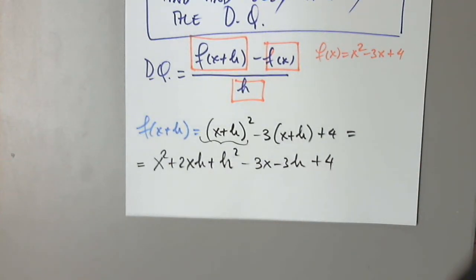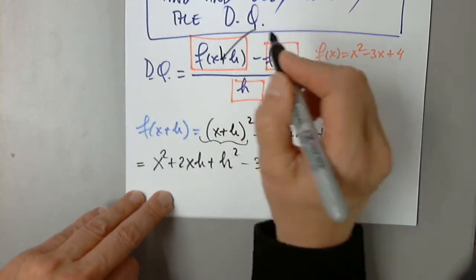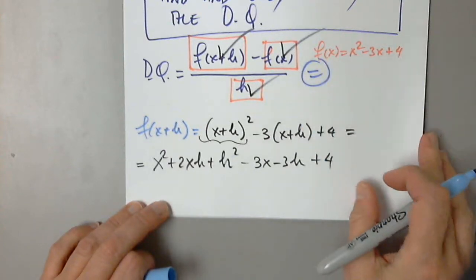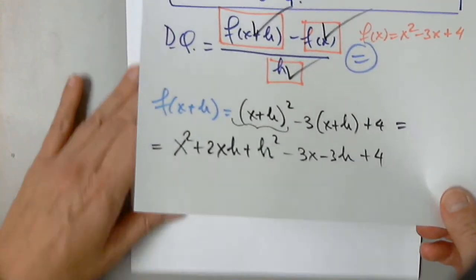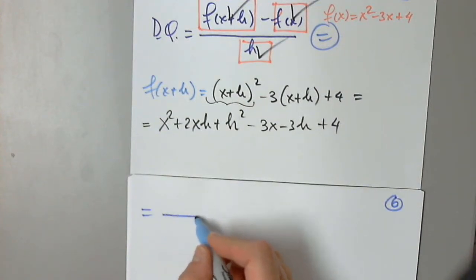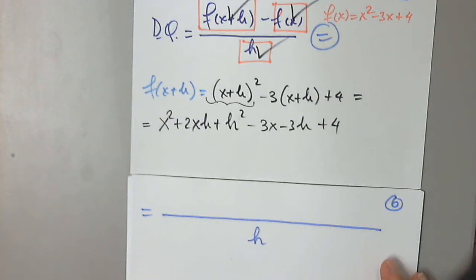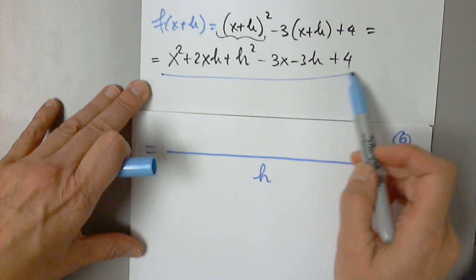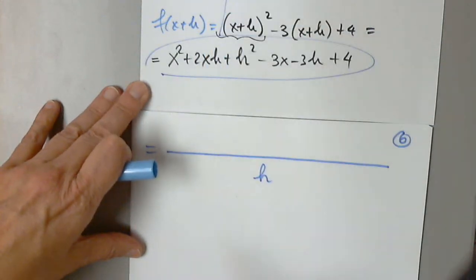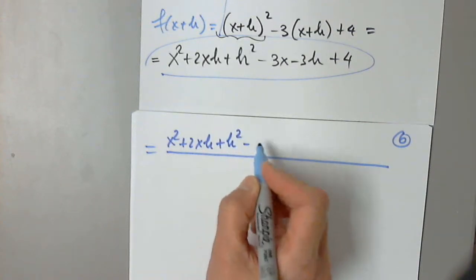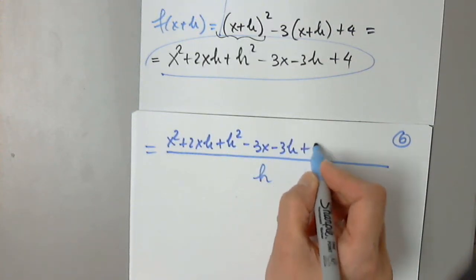So now this quantity is fully simplified. So now I have this, and I have this. I'm ready to put all these three pieces together. So I'm going to write the equal symbol here and continue on the next page. As you see, I've always run out of room. So the denominator is h. I copy all this in here. So x squared plus 2xh plus h squared minus 3x minus 3h and plus 4.